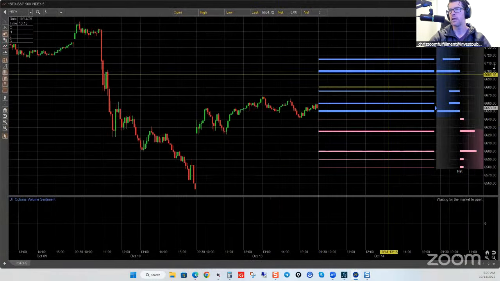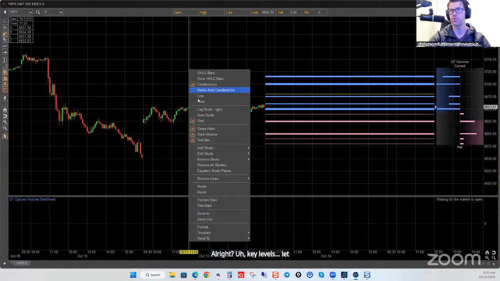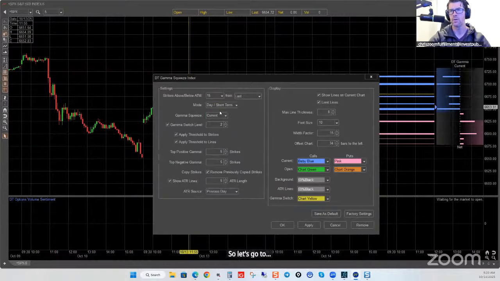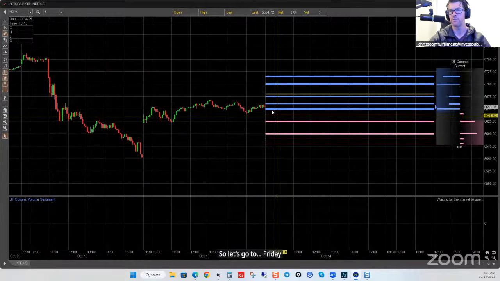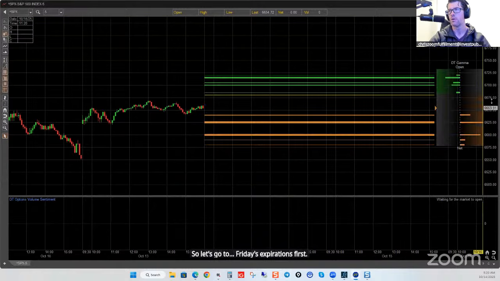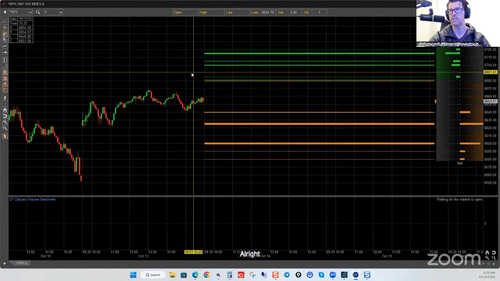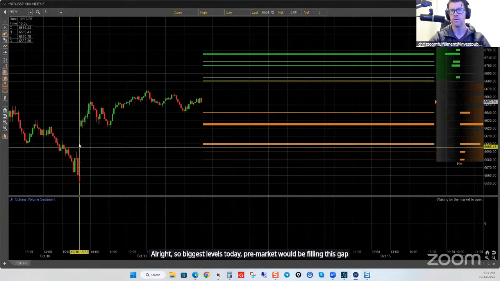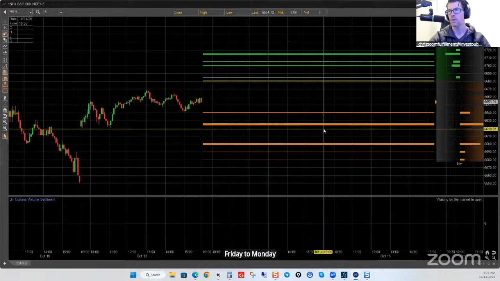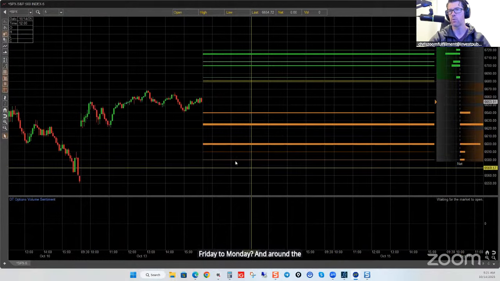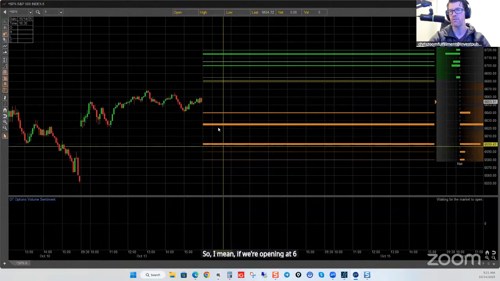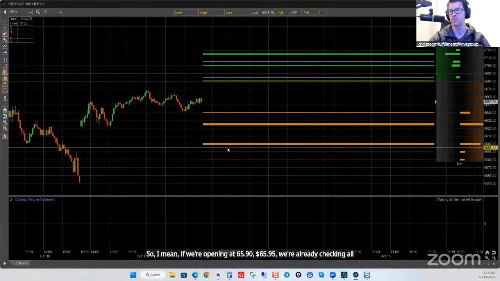All right, key levels. Let me make sure this is on the proper timeline study. So let's go to Friday's expirations first. All right, so the biggest levels today pre-market would be filling this gap from Friday to Monday. We're going to be opening up below these levels. So if we're opening at 65.90, 65.95, we're already checking all these gamma levels.